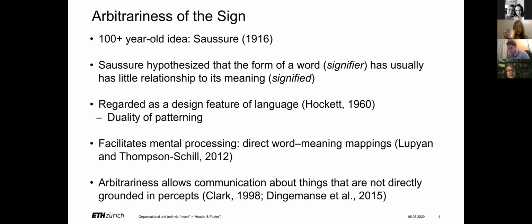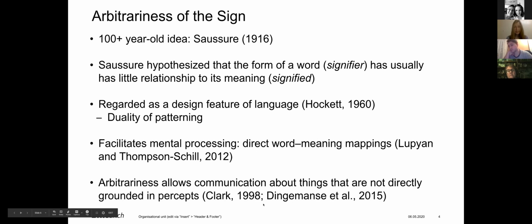Saussure hypothesized that the form of a word, the signifier, has little relationship to its meaning, which he called the signified. You often hear the signifier here in English, the French word. And this is regarded as an instance of duality of patterning in language. So words have a symbolic meaning, but the individual units can be composed to give words. And arbitrariness is generally viewed in the cognitive science literature.